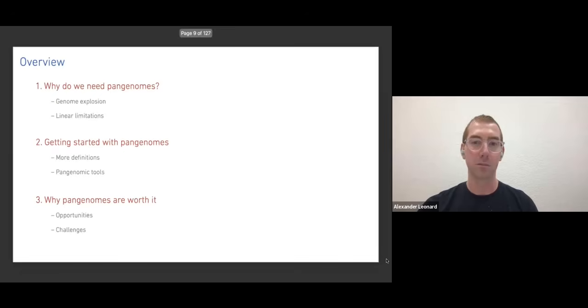And as a quick overview, I'll again hopefully motivate why we need pangenomes, talking a bit about basically genome assembly in the modern era, as well as different limitations of a linear reference genome, give a little bit of details on pangenomes, and hopefully some examples of where we can use them, and then finish on some exciting opportunities and some unfortunate challenges that we encounter with them.